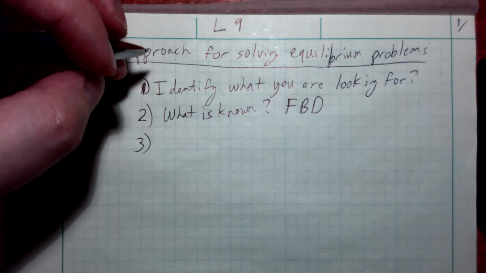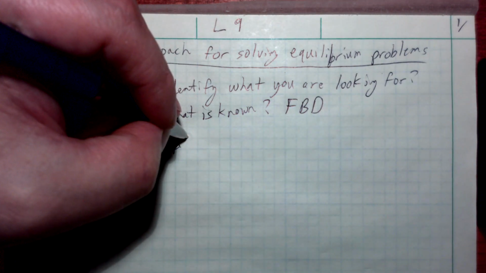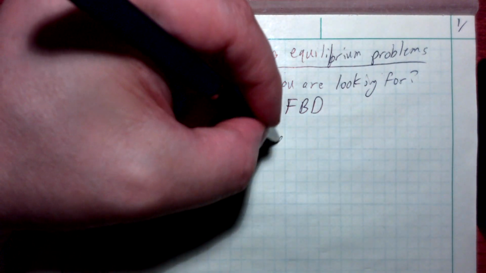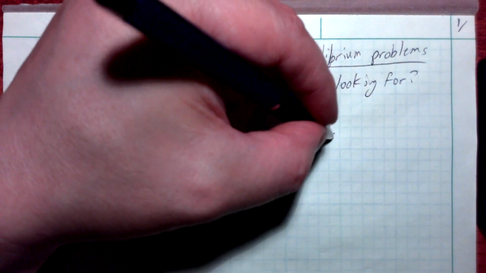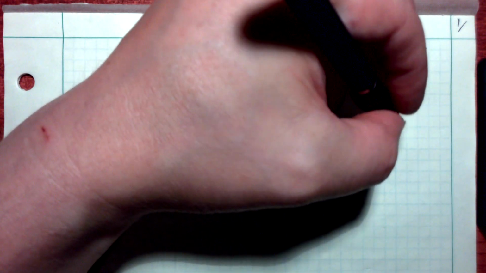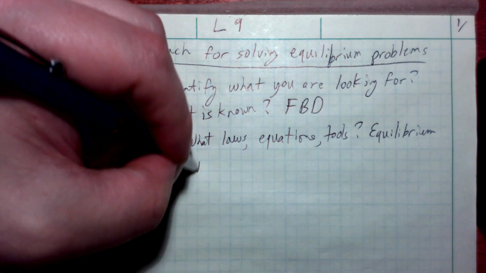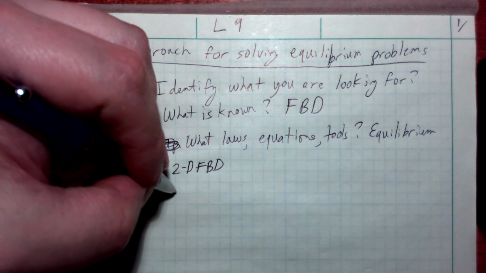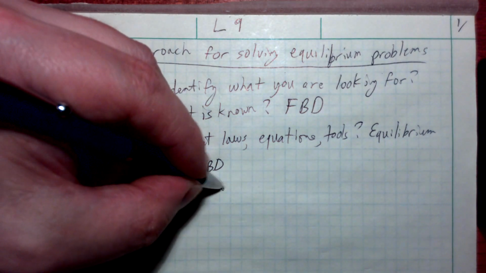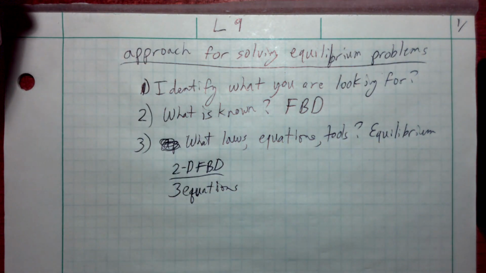And then step 3 is to apply, step 3 historically has been, what laws, equations, tools do you have that are useful? And for us, it's going to be equilibrium. So for a 2D free body diagram, you have 3 equations. And we're going to talk about writing equations and what equations we can and can't write. But for a 2D free body diagram, you can write up to 3 equations.